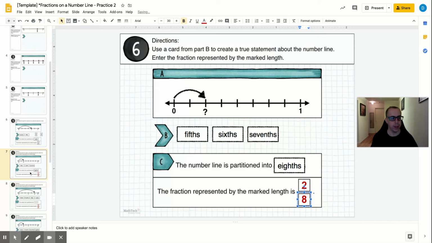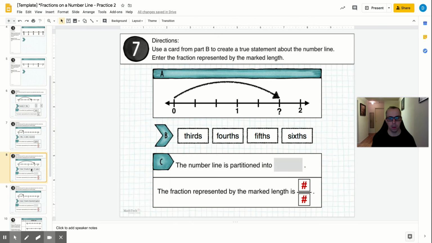Okay, 2 eighths is the answer there. Okay, now again, identify where the number 1 is. This number line is different than the previous one. This number line is showing between 0 and 2. Remember when we zoomed in between 0 and 1? And then on that whiteboard, I taught you how to zoom in between 0 and 2. So you're looking at it differently.